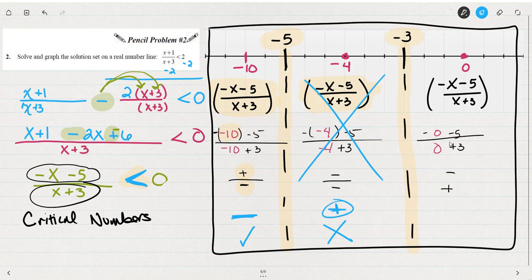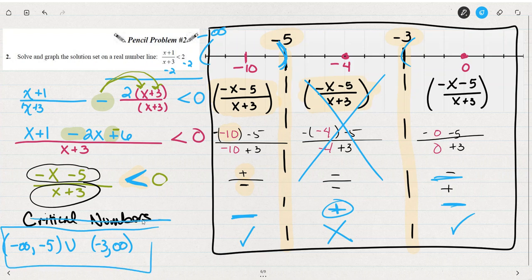And this was positive. And then when x is 0, 0 minus 5 is negative. 0 plus 3 is positive. So we'd have a negative divided by a positive, a negative. So it looks like this part is in the solution set also. So it looks like the solution will be from negative infinity up to negative 5, or from negative 3 up to positive infinity. And that's our solution.